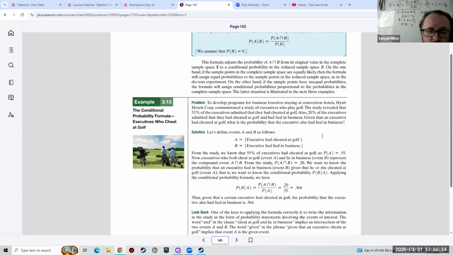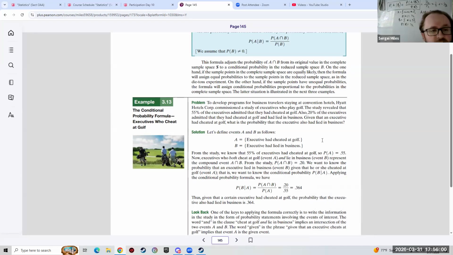We can create a conditional relationship here. Let A be the event that someone cheats at golf. The probability of that event, according to the survey, is 55%. The probability that somebody lies in their business dealings, well, we're not given the probability of B in this question, but we are told the probability that they do both. The probability that they cheat at golf and lie in business, that's the intersection of A and B, its probability is 0.2. So we have this information.